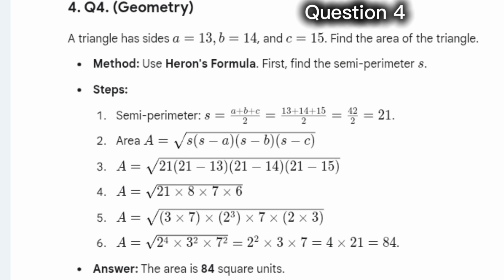By breaking down the numbers and taking out the perfect squares, we find the area is 4 times √21.